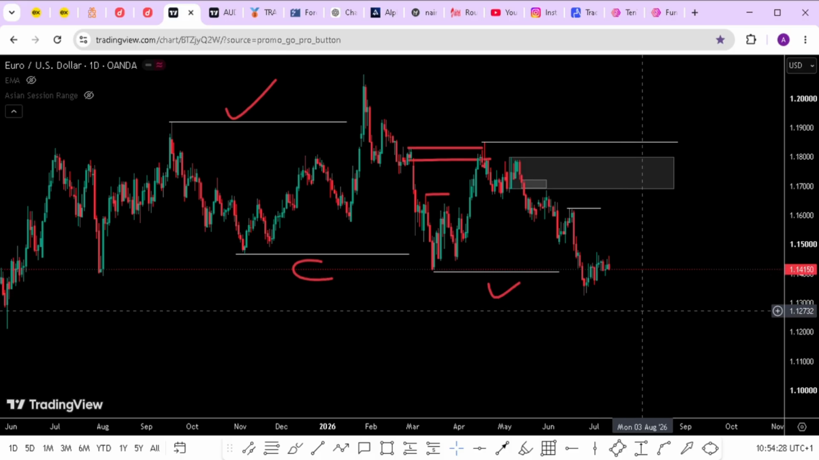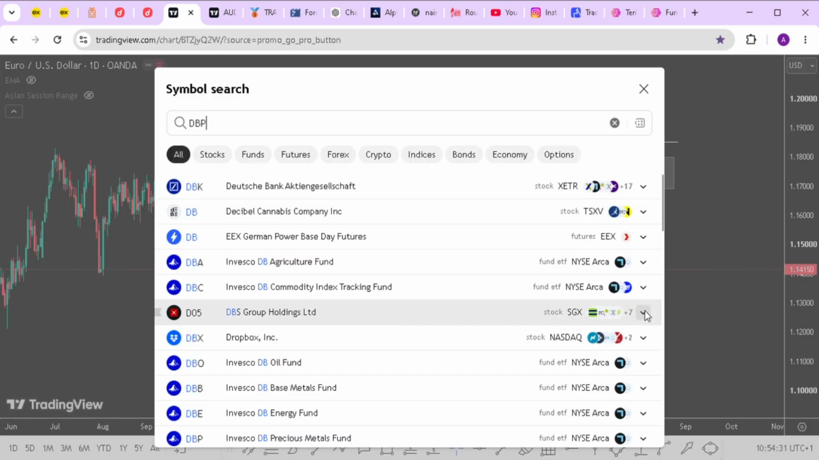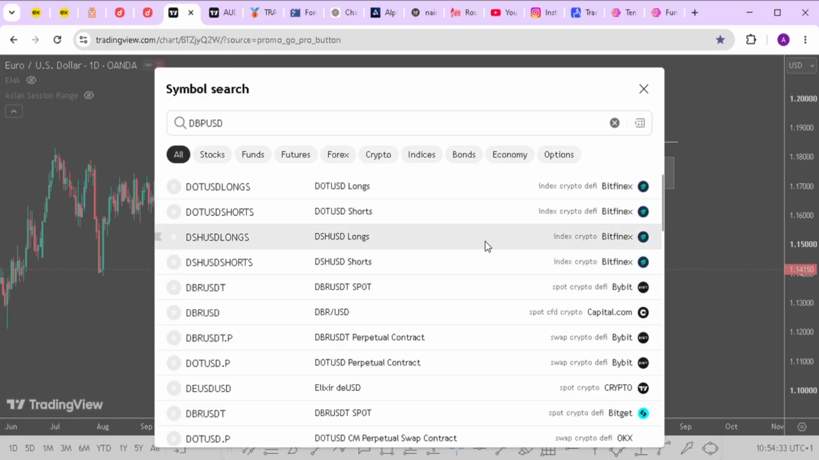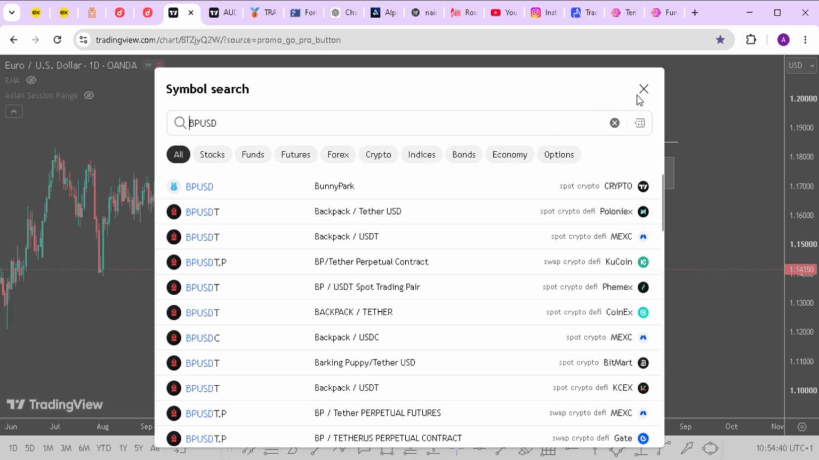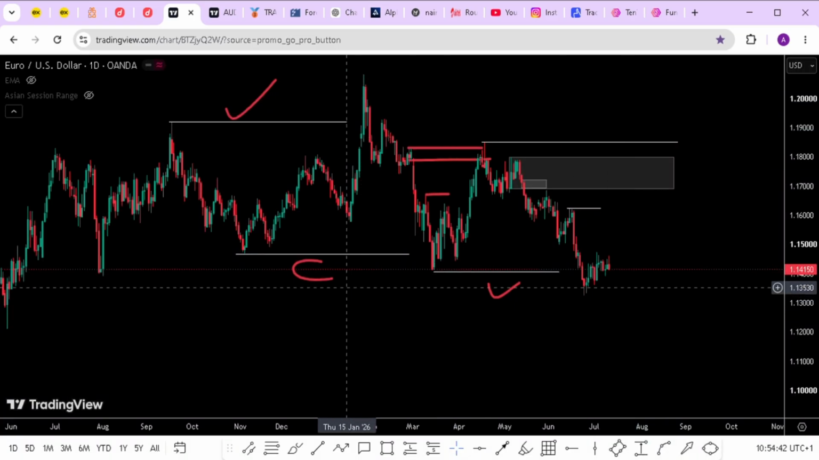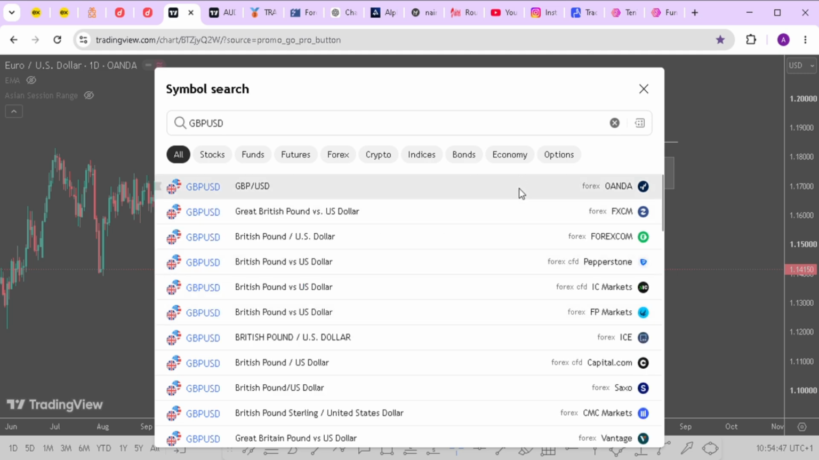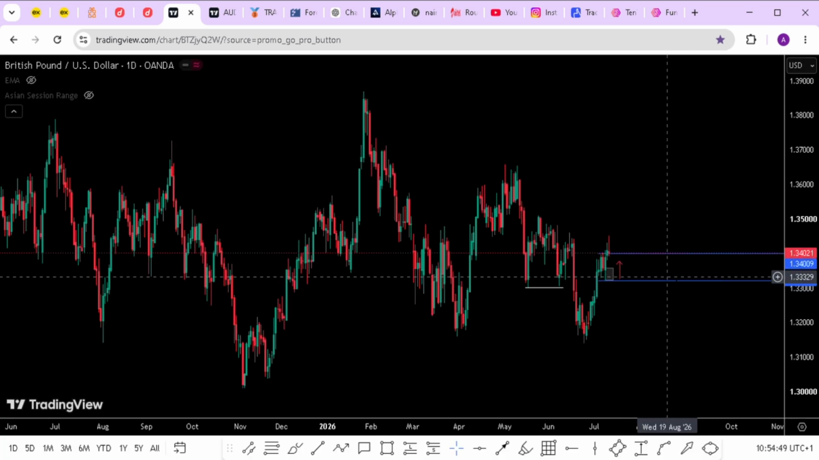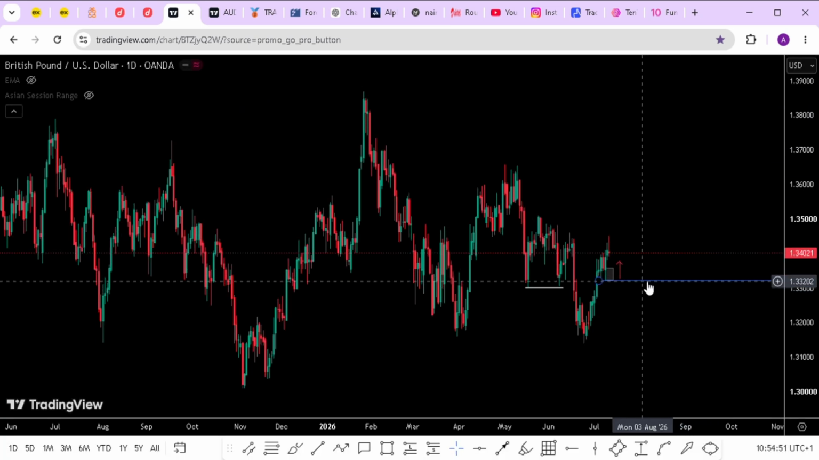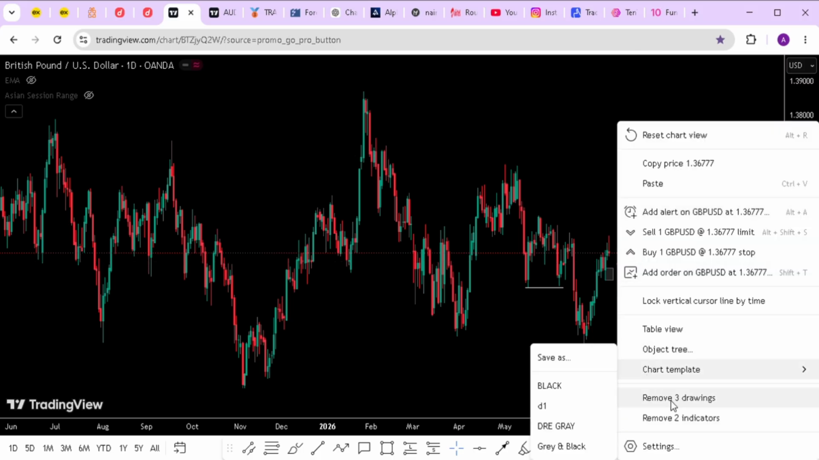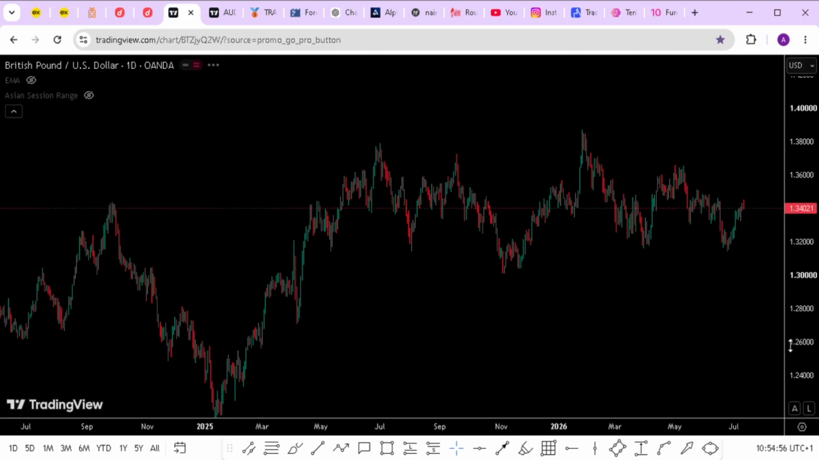So let's see what GBP/USD is doing. So GBP/USD is also doing its thing, and it's very simple. We can just do the analysis together.